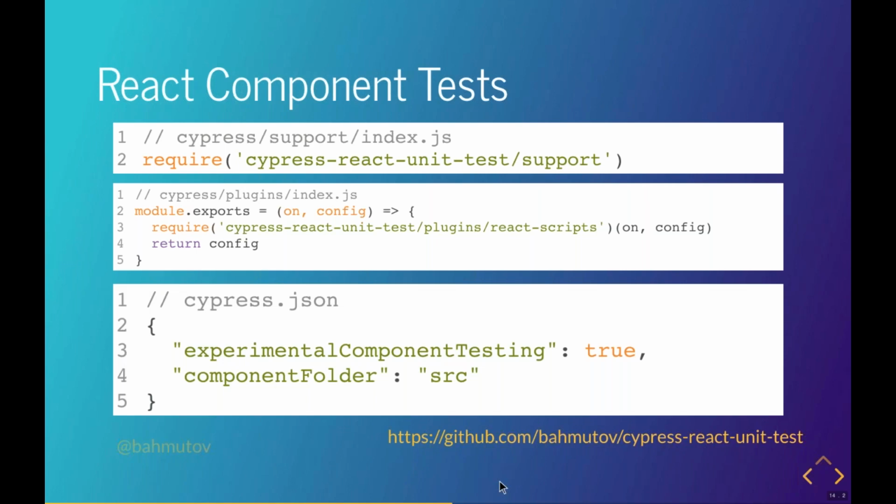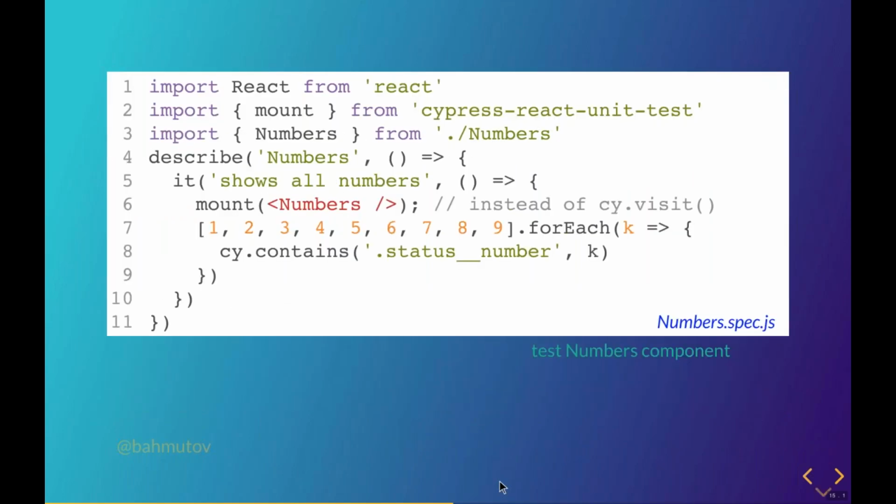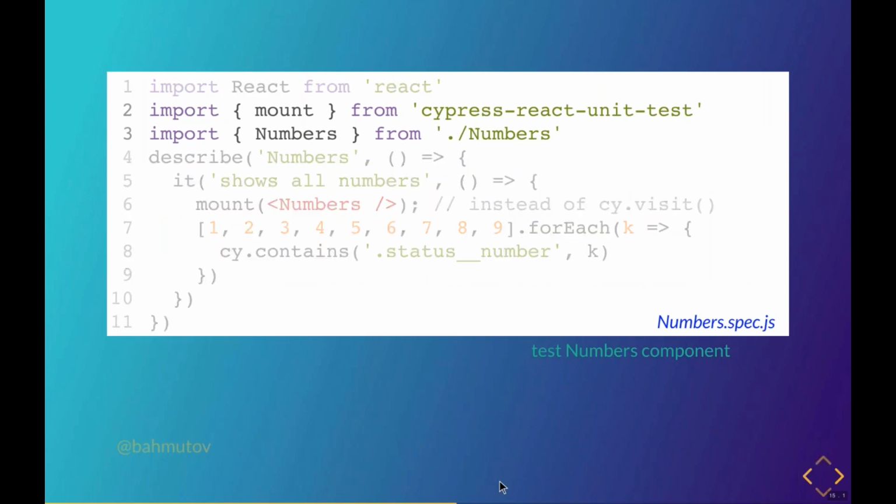Right now, it's an experimental component testing feature, but it's not going anywhere. We will actually make it part of the core. So here's the difference between an end-to-end test and a component test. You import the mount command from Cypress React Unit Test. It's similar to Enzyme or React Testing Library. You just import that mount, and you import your component. And then instead of saying visit URL, you say mount that component. That's it. That's the whole thing.